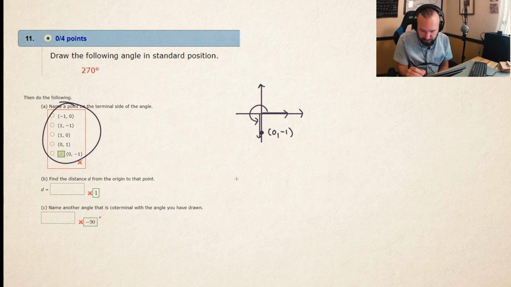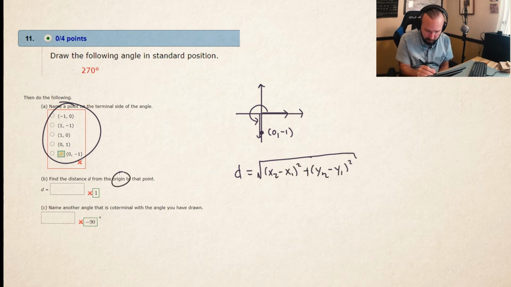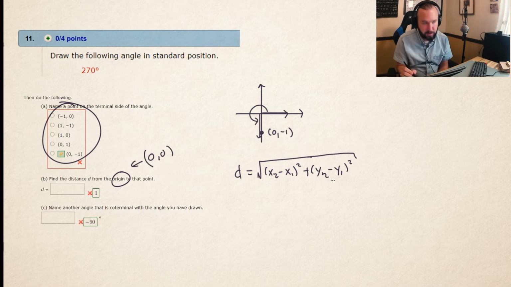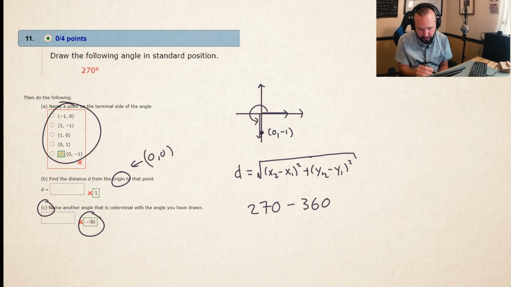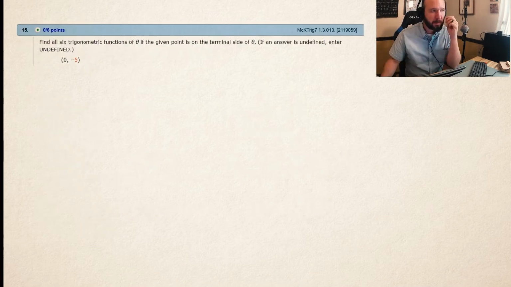Now, in order to find the distance from that point to the origin, we need to just use the distance formula. The origin is (0, 0), so that's really going to make this distance formula calculation easy. They ask us to name another angle that's coterminal with this. So you can just, again, start adding or subtracting 360. So it looks like what they did was subtract. So you could do 270 minus 360, and that's how they came up with that negative 90.